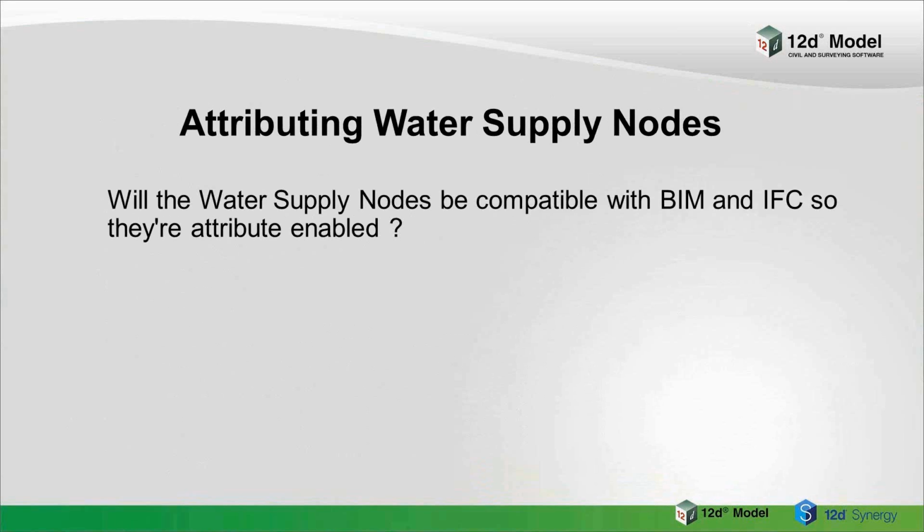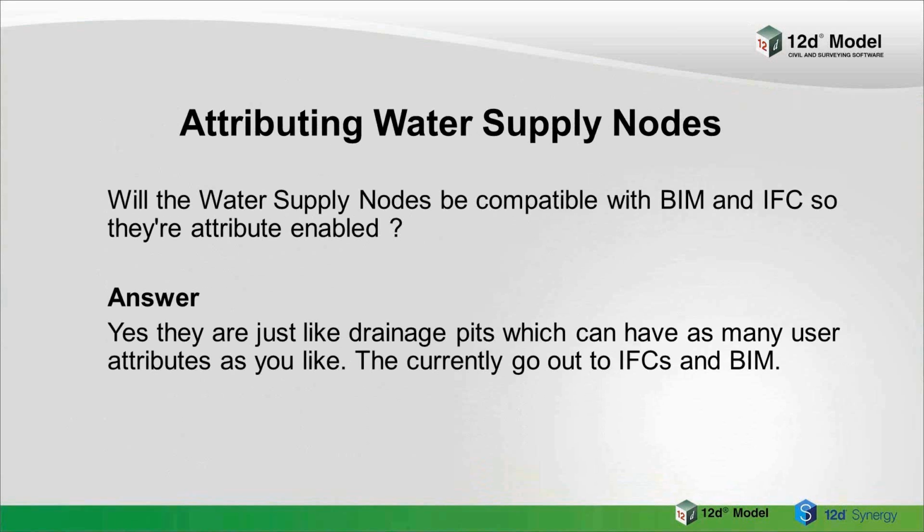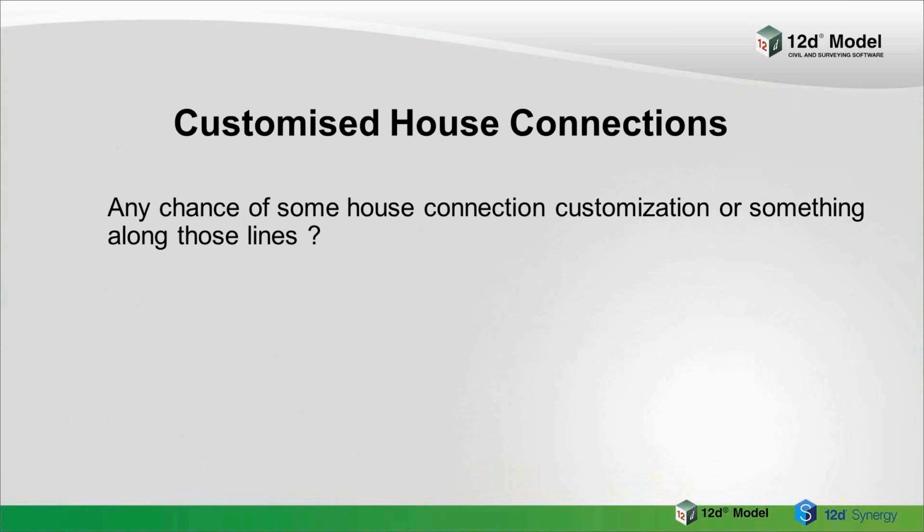Will the water supply nodes we discussed yesterday be compatible with BIM and IFC, so are they attribute enabled? Yep, those nodes and the links as well, like drainage pits and drainage pipes. We can have as many user-defined attributes as you like, and we put results into those attributes as well. So that means we can put them out to IFCs and BIM. And that's where the attribute manipulator is fantastic to get them in the right form that some of these other packages can take.